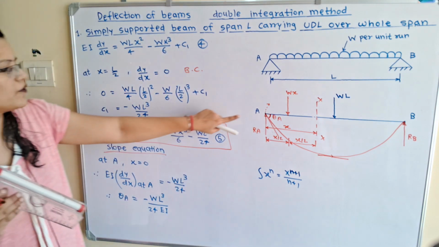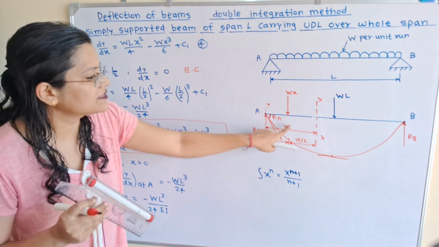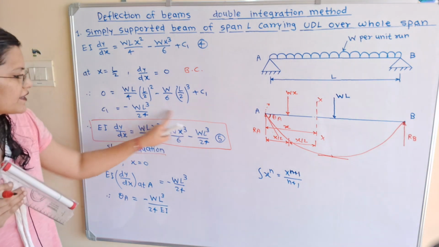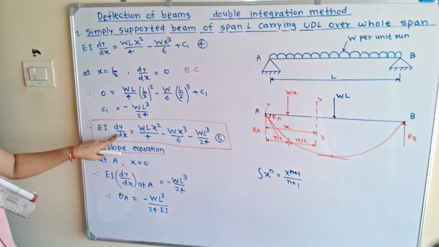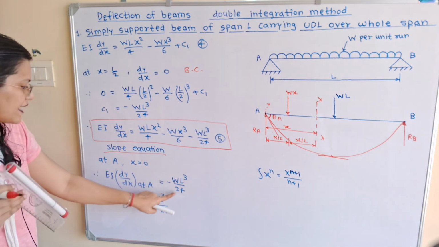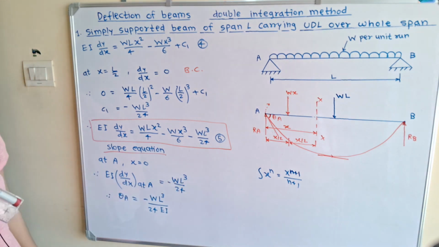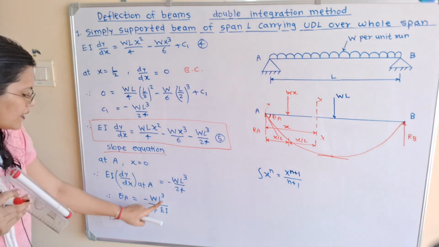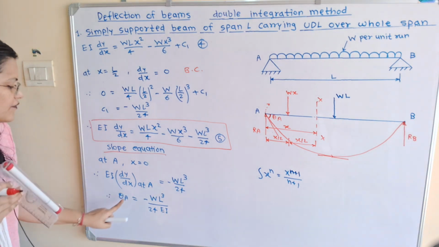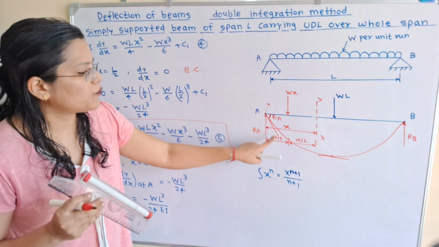Now at point A, if we observe, x is equal to 0. So we will put x is equal to 0 in equation number 5, and dy by dx, that is the slope at A, we will get as minus WL cube by 24. So theta A is equal to minus WL cube by 24 EI. This is the formula we get for the slope at point A.